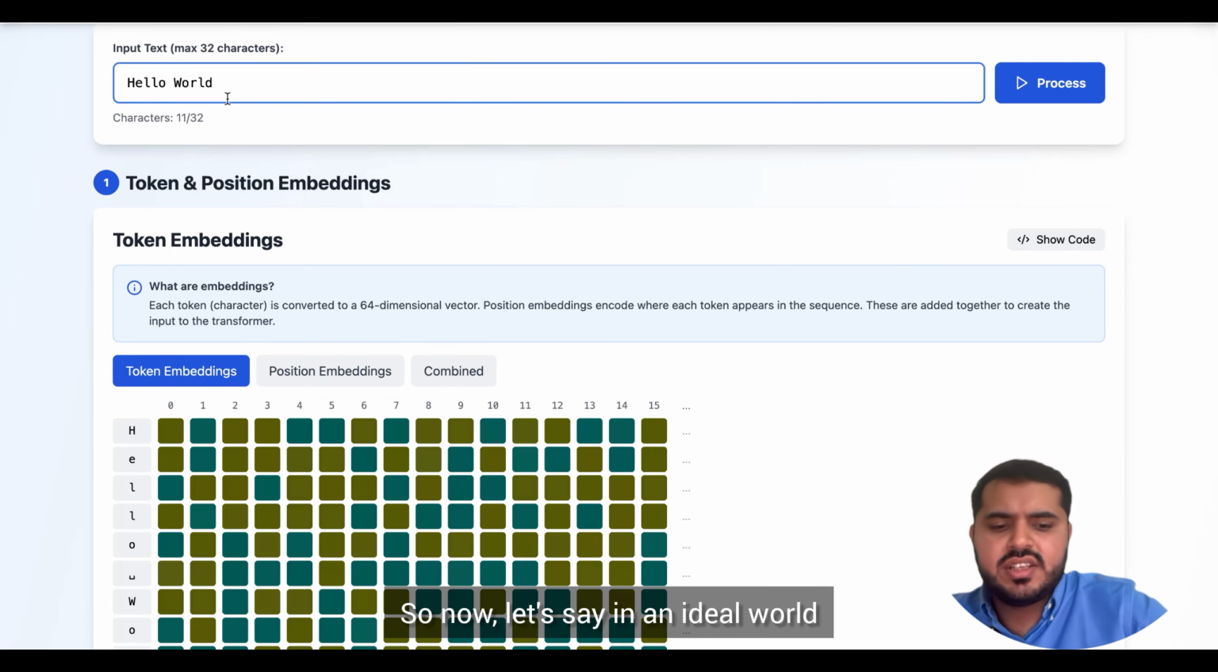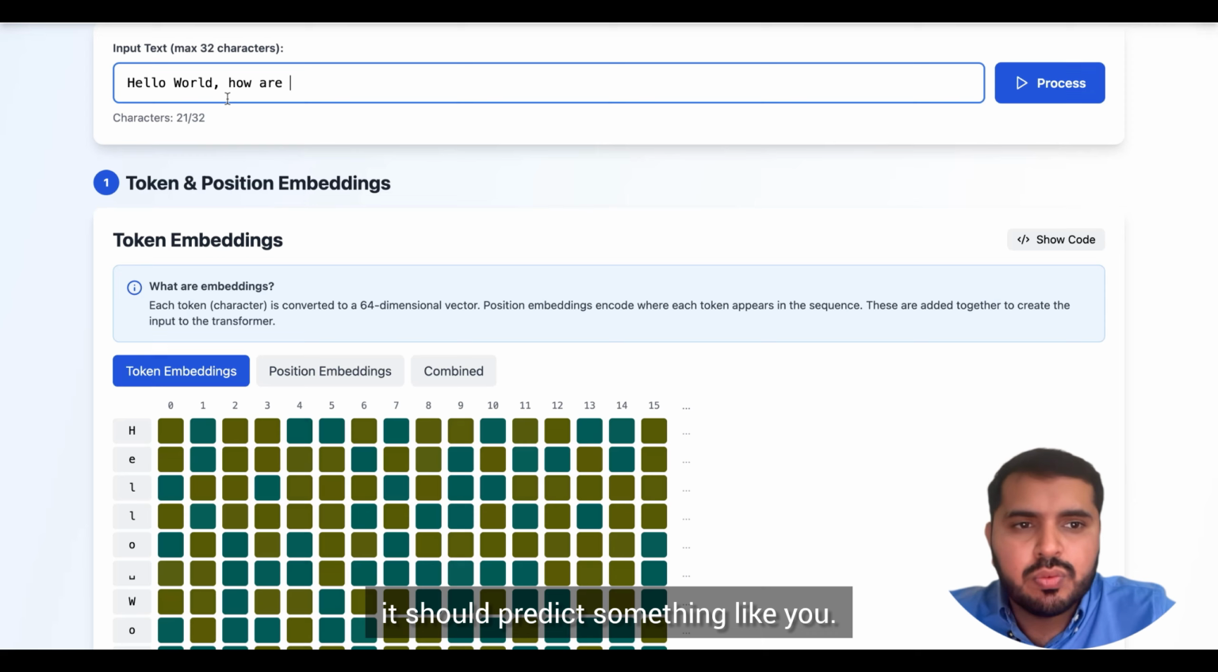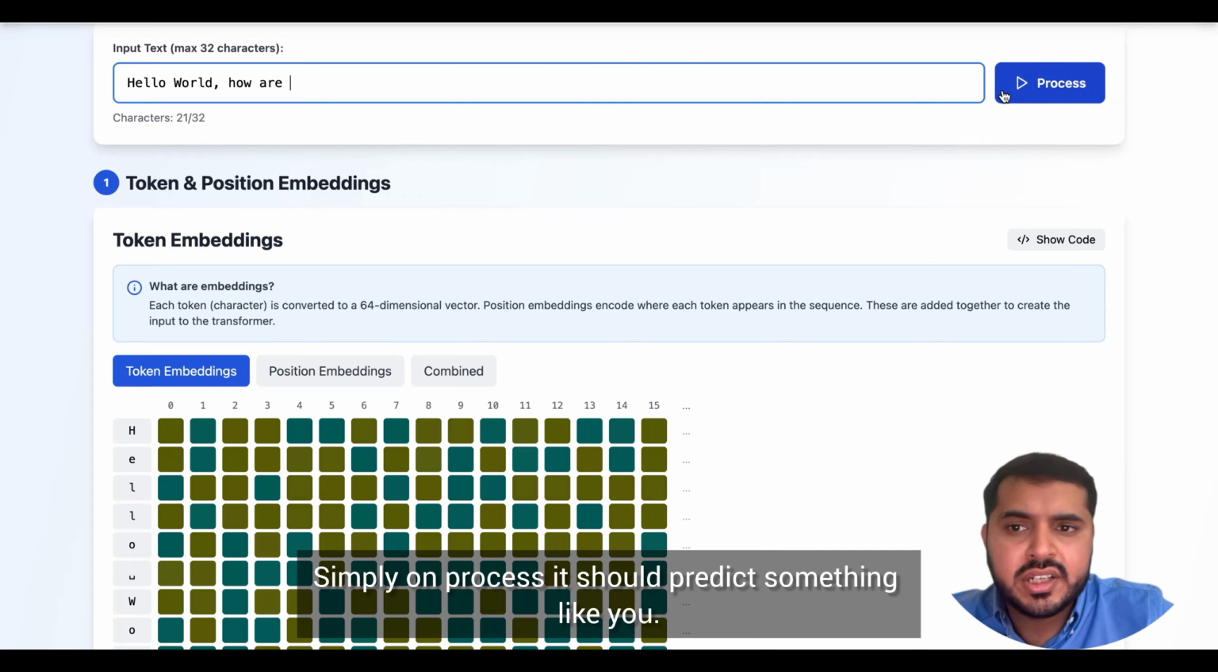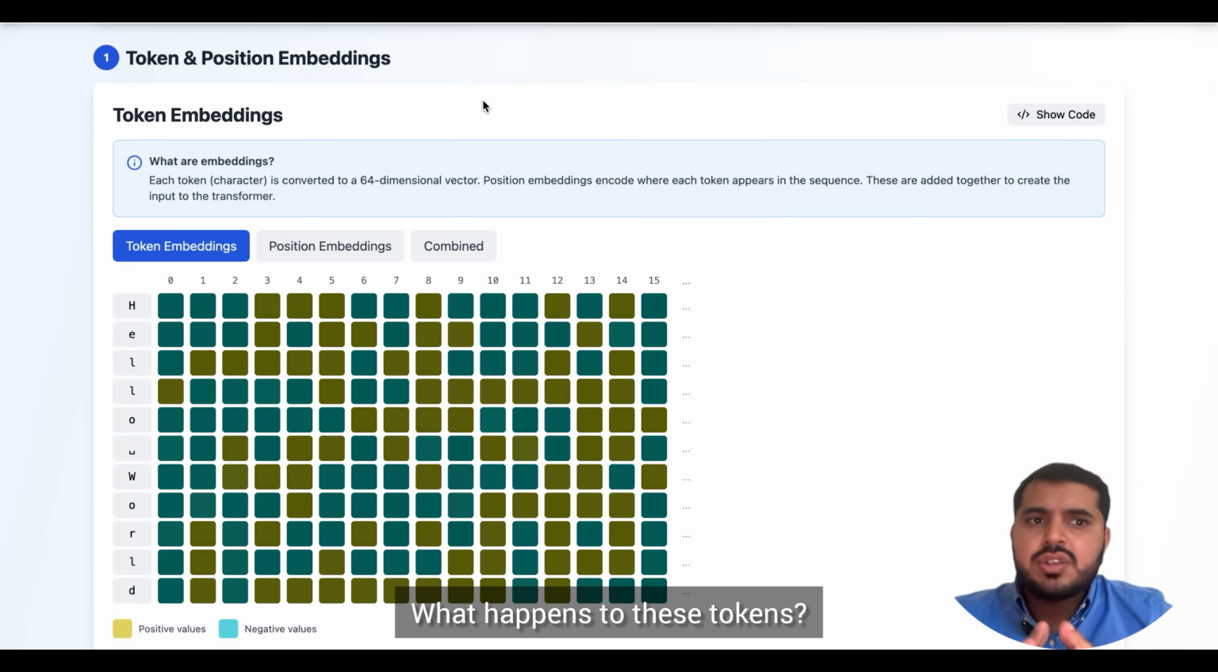Now, in an ideal world, if I am writing something like "hello world, how are", it should predict something like "you". So if you play out the process, it should predict something like "you". Now, the first phase is what happens to these tokens?